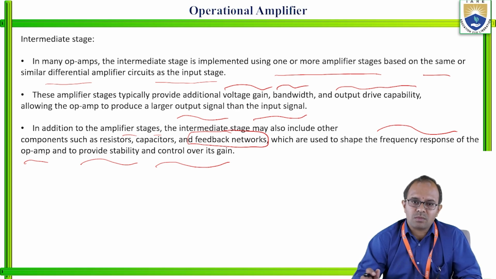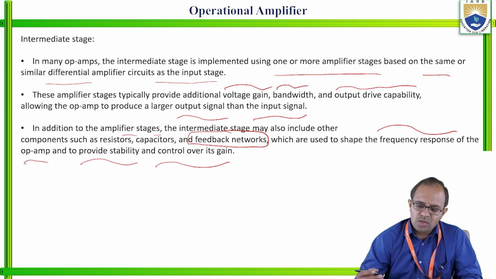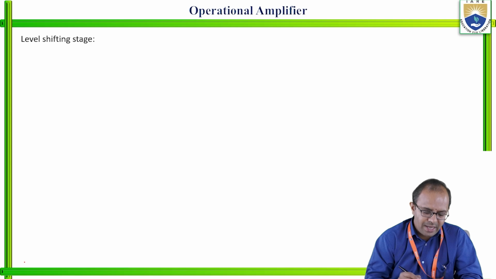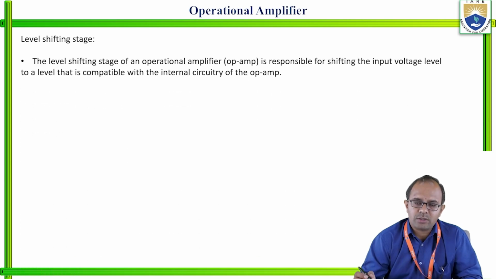It can be more than one or many circuits. It purely depends on the requirement, that is, how much gain you want to achieve. Additionally, it may consist of feedback networks, because to ensure stability and control over the gain, we may have a feedback network also.